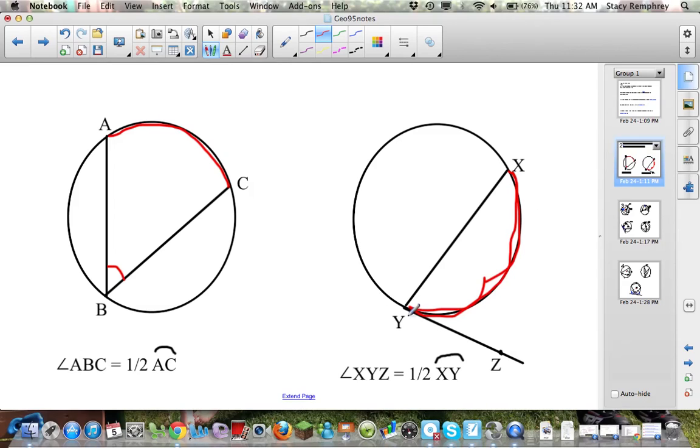I would always focus on where the vertex is. If it's on the circle, it's half of the intercepted arc. Where's the intercepted arc? If you think of this as a big crocodile mouth, it's the arc, the part of the circle it's eating.